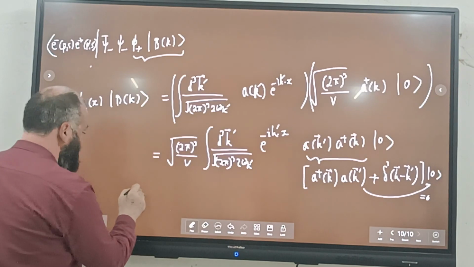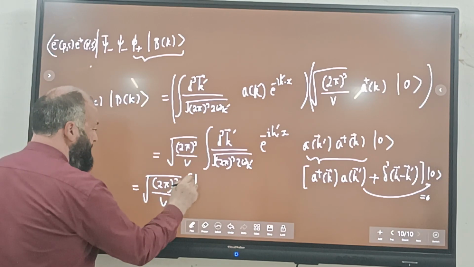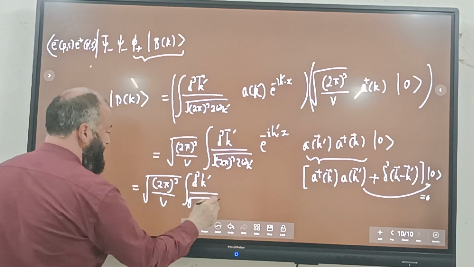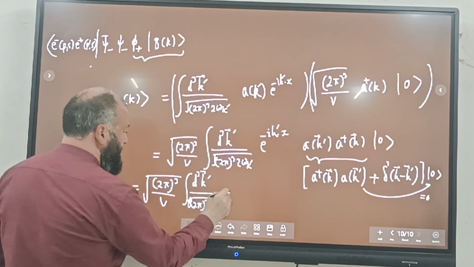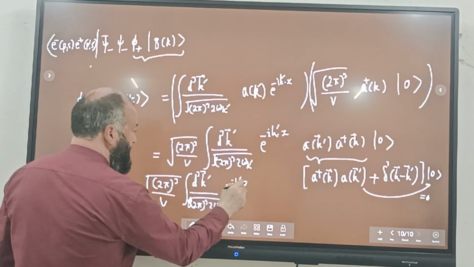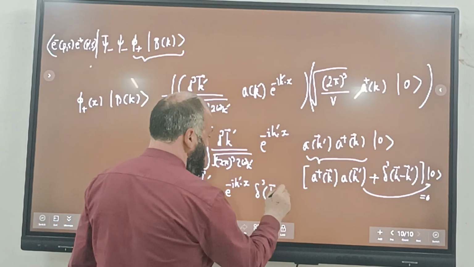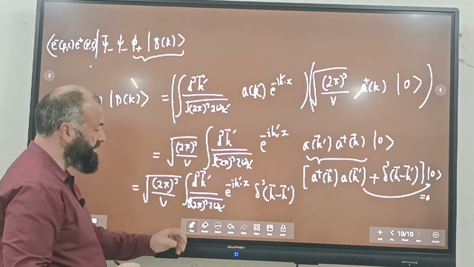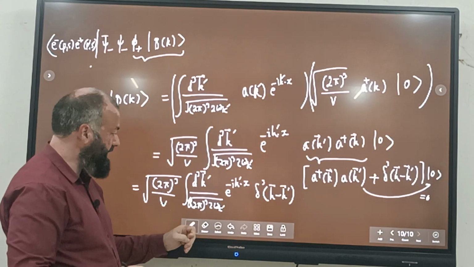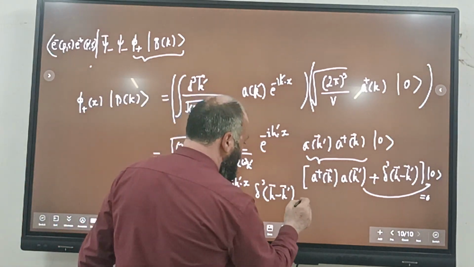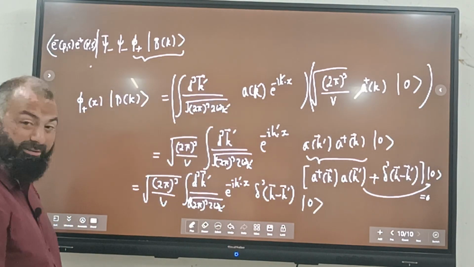What remains there? Only the delta. Okay? So it is something root of 2 pi q by v. Integration over k prime, root of 2 pi q twice omega k prime, e raised to minus i k prime dot x, and you are having a delta 3 k minus k prime. So now you integrate over k prime, which will be replaced by k. And here is a vacuum state, so vacuum will be there. Everybody got it?